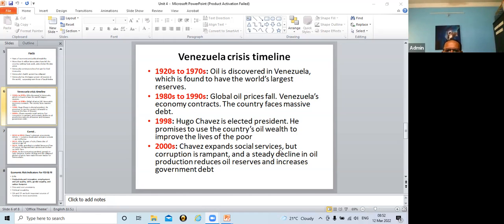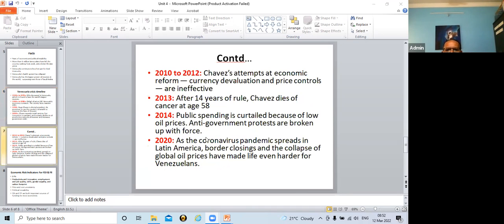He worked for people, but corruption was rampant. Chavez could not control corruption, and it resulted in a decline in oil production, reduced oil reserves, and the government loan also increased. Then between 2010 and 2012, Chavez made attempts at economic reform.